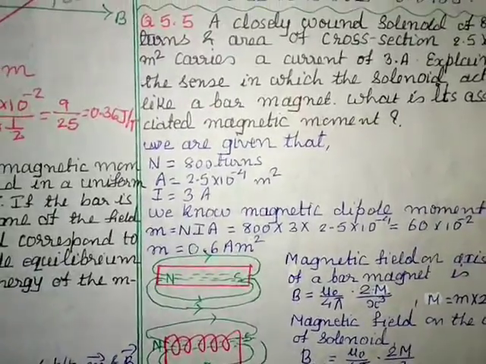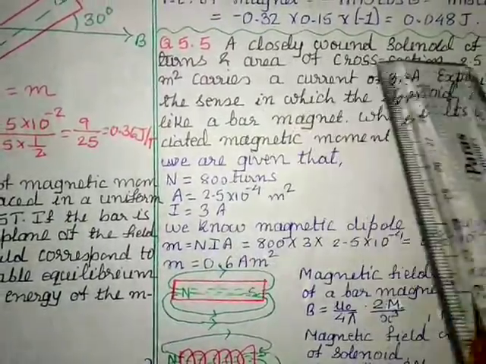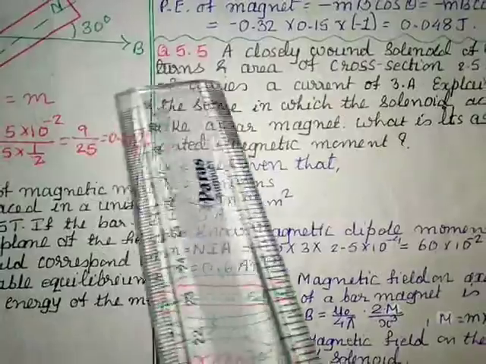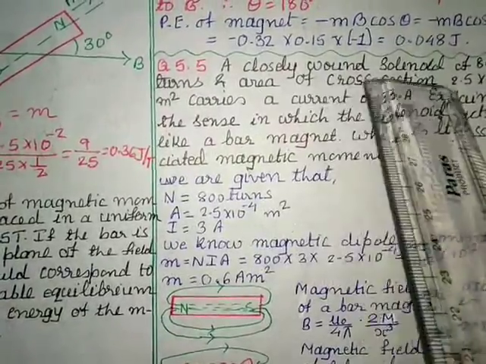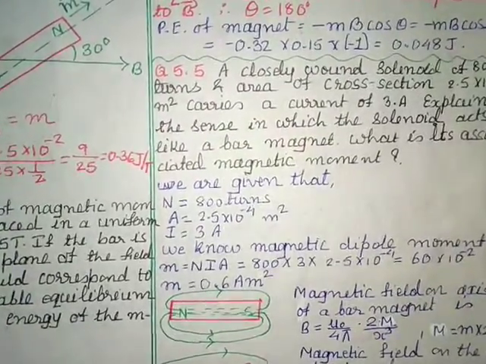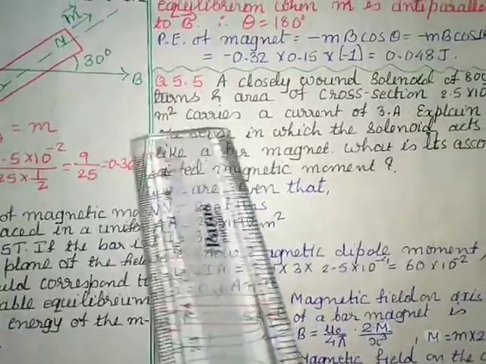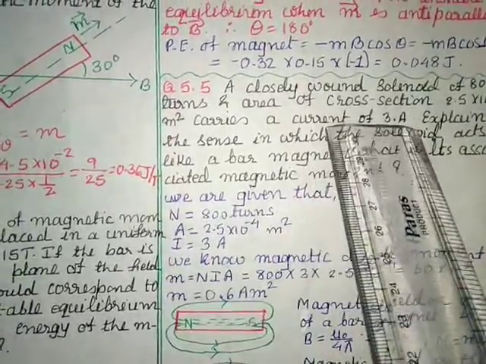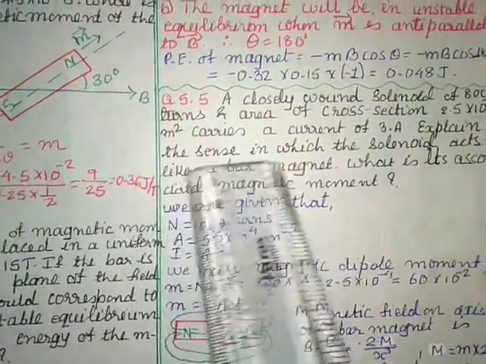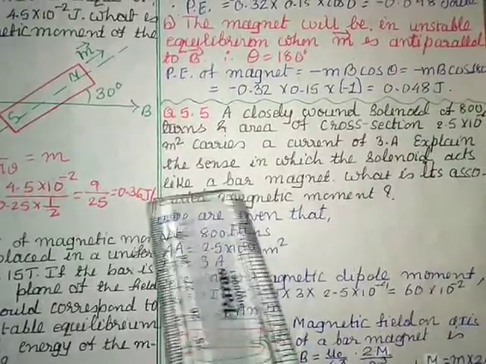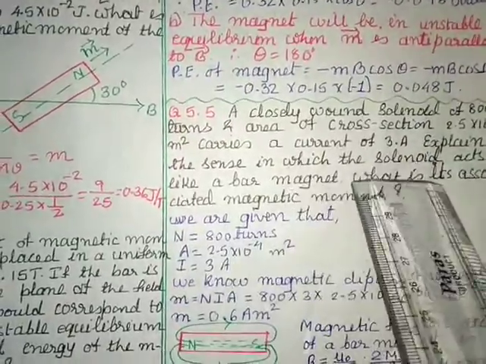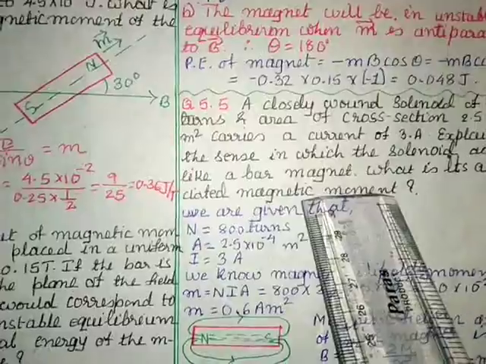Question number 5.5. A closely wound solenoid of 800 turns, an area of cross section 2.5 into 10 to the power minus 4 meter square, carries a current of 3 ampere. Explain the sense in which the solenoid acts like a bar magnet. What is its associated magnetic moment?